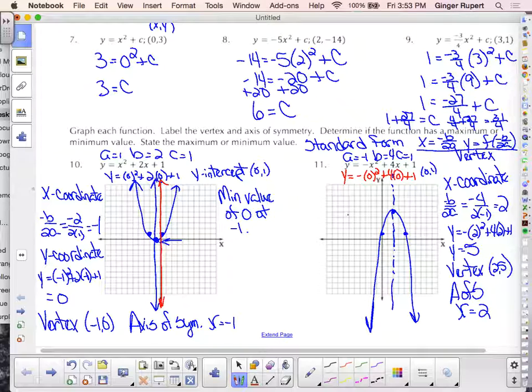This opens down, giving me a maximum value of y. The highest point it can go is going to be 5. So the max value is 5. And I think I will end this video here.